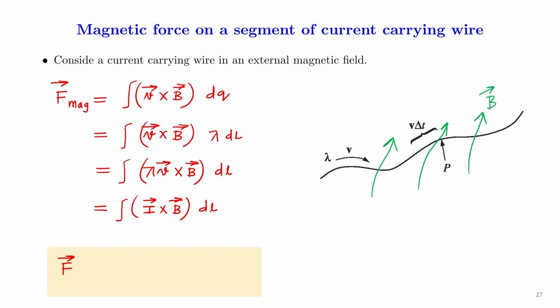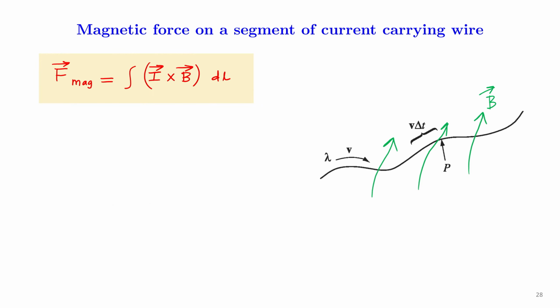Therefore, the equation for the magnetic force on a current carrying conductor, which is subject to an external magnetic field B, is integral I cross B dl. There is one more variation for this equation. We'll see how.